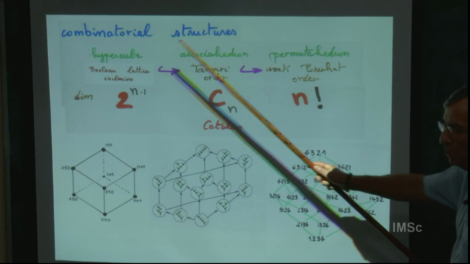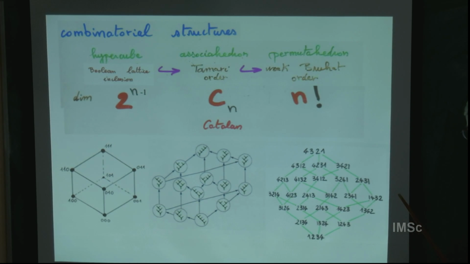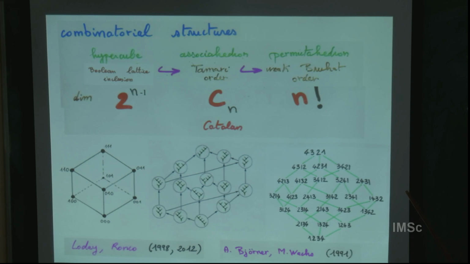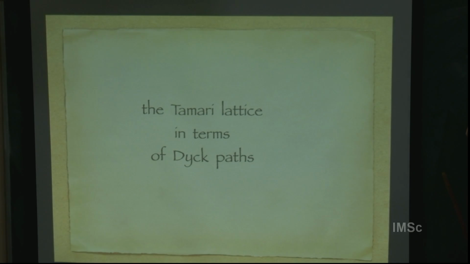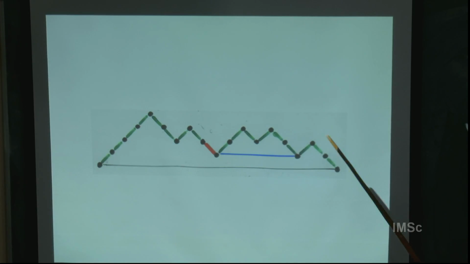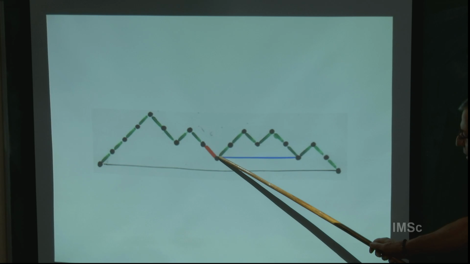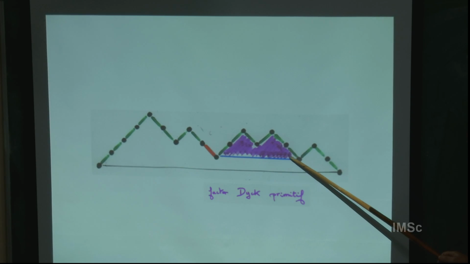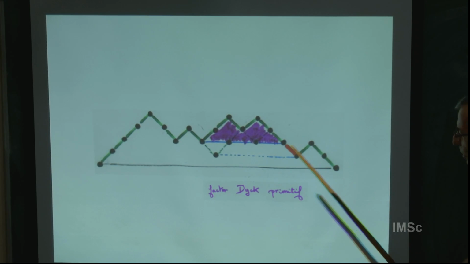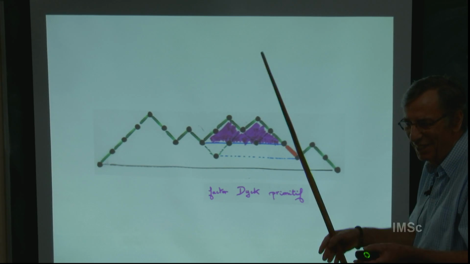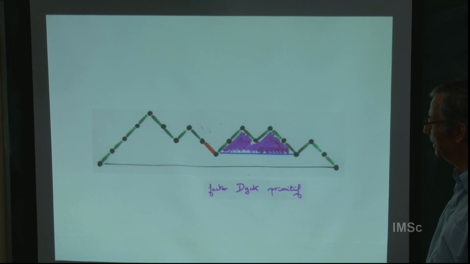So there is a very beautiful embedding of the three lattices embedded in each one in another. So this is some paper, Loday, Ronco, Björner and Wachs. So Tamari lattice exercise in terms of Dyck paths means you have edges going down, find a primitive Dyck word, and you just exchange. So when you do in terms of Dyck words, the Tamari lattice, you increase the Dyck path.